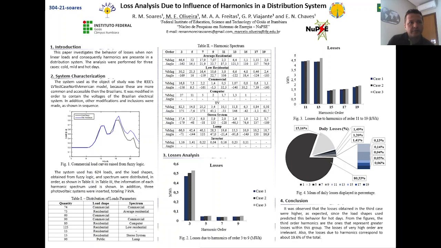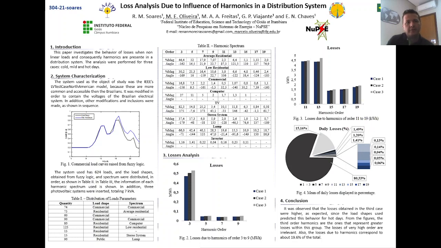With the system ready, the study of losses due to harmonics was carried out in OpenDSS, because it's very good to analyze these cases, with a user interface with MATLAB to calculate the power flow for each climate case. Here we can see the results. Here we have the losses due to the harmonics of order 3 to 9, and here the harmonics of order 11 to 19.